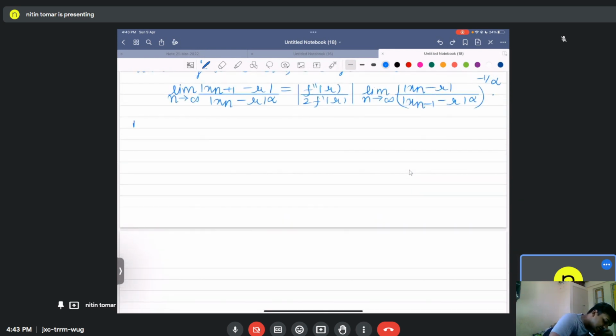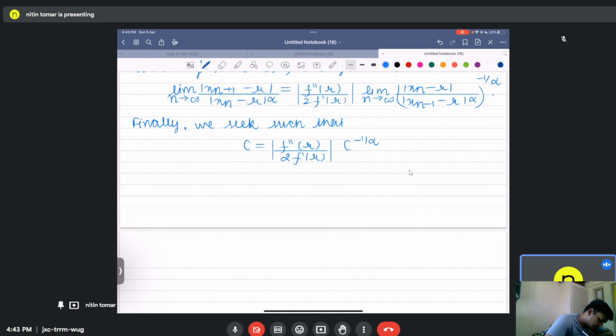So finally, alpha we have been able to find out. Now finally we seek c such that c is, to the power minus 1 by alpha. Okay, and clearly because of the property of alpha, this solution is c equal to this.